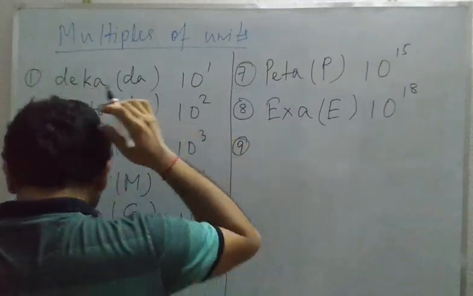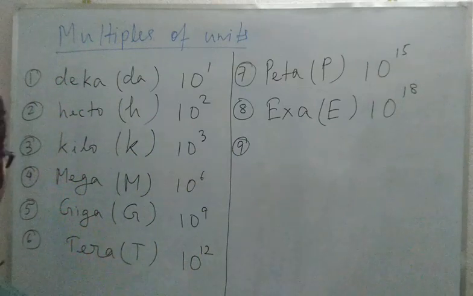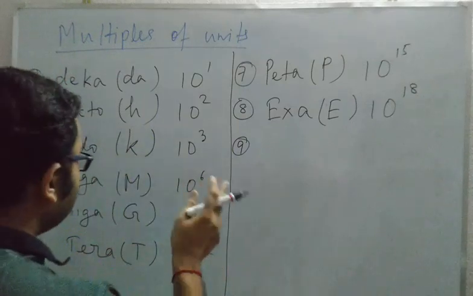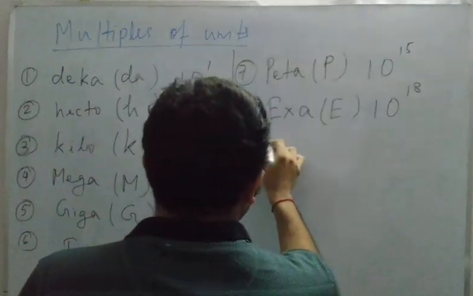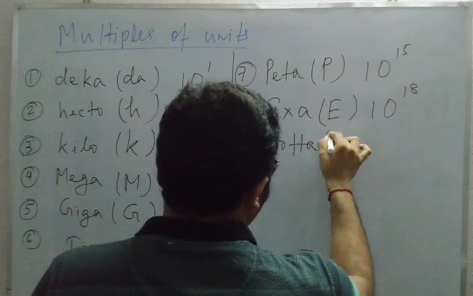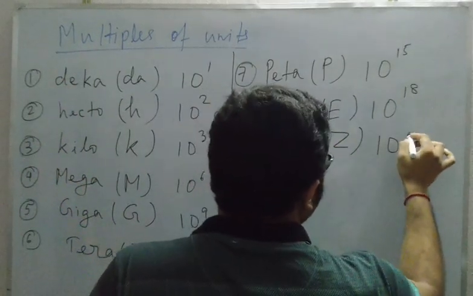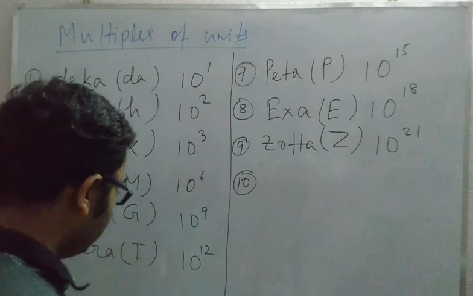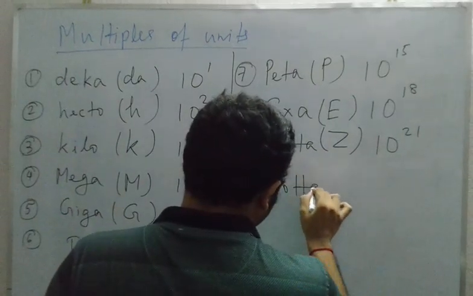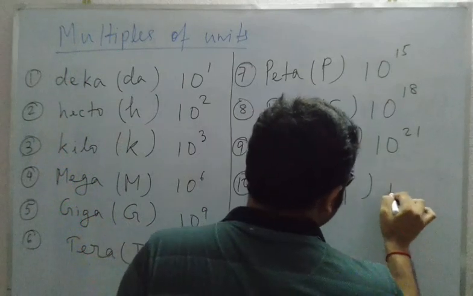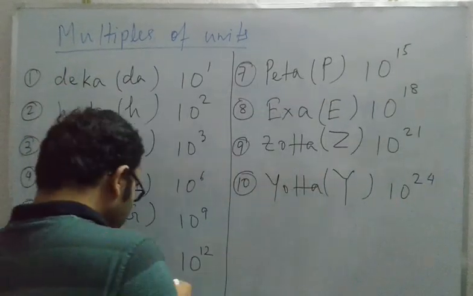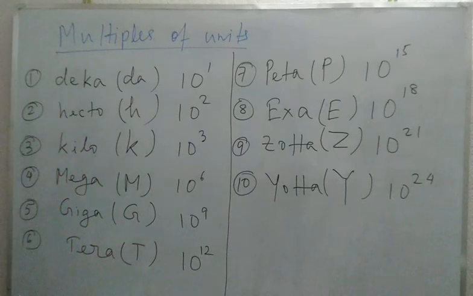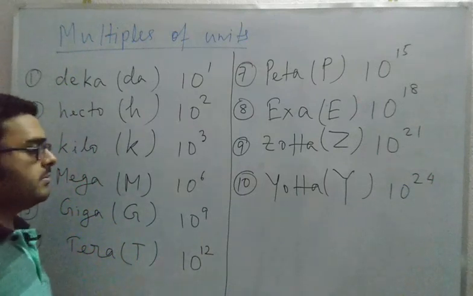Ninth one, after exa, comes zetta, capital Z. It is 10 to the power 21. And the last one that is now in use is yotta, capital Y. It is 10 to the power 24. So these are the multiples of units that we use in our day-to-day life or in our various measurements of physical quantities.